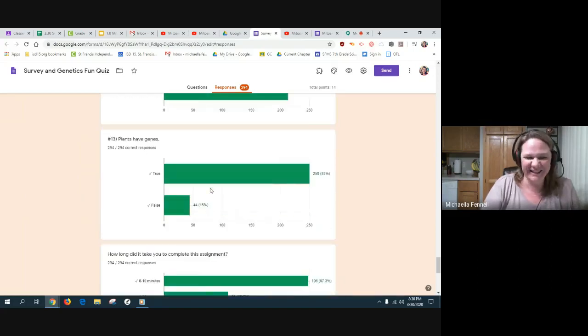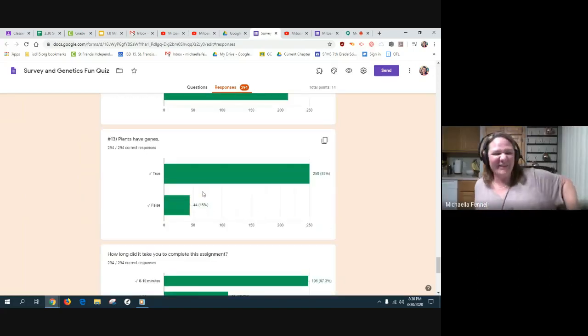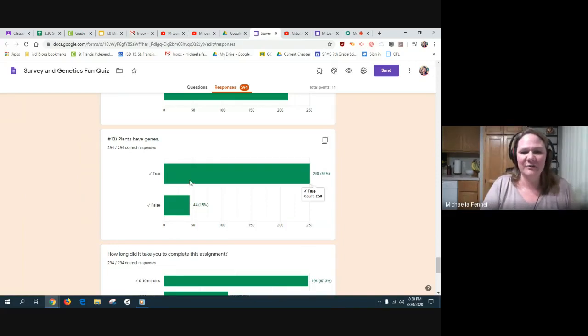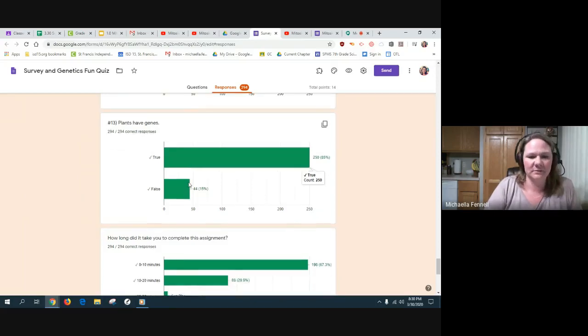Number 13, plants have genes. That's absolutely true. Plants have DNA, if you remember doing our strawberry DNA lab, and they also have genes. In fact, we're going to study pea plants at the end of this chapter and how they can inherit genes for height and for flower color and all kinds of cool stuff.